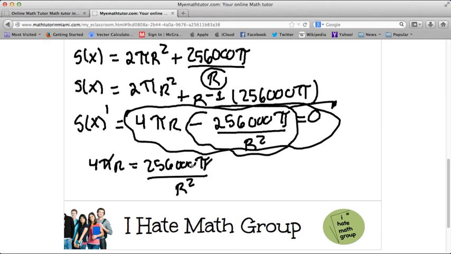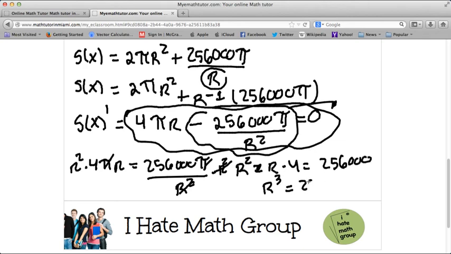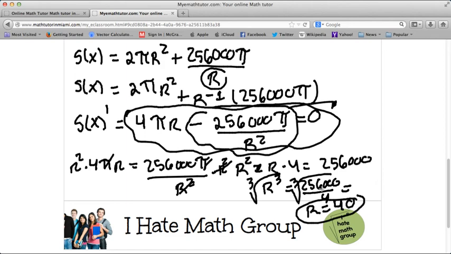I can eliminate the pi's, and I multiply r squared on both sides to eliminate the denominator. So r squared times r times 4 is equal to 256,000. All right, so r cubed is equal to 256,000 divided by 4. Then I take the cube root, and when you do the math, r is equal to 40. Now we need to double check that this will give us a minimum.